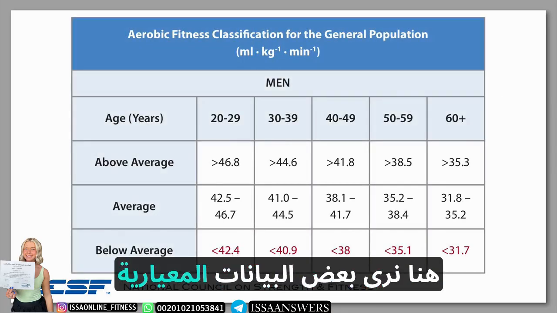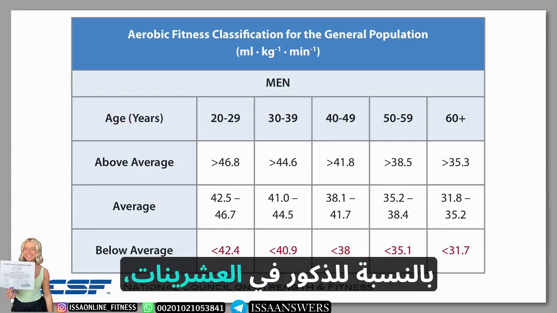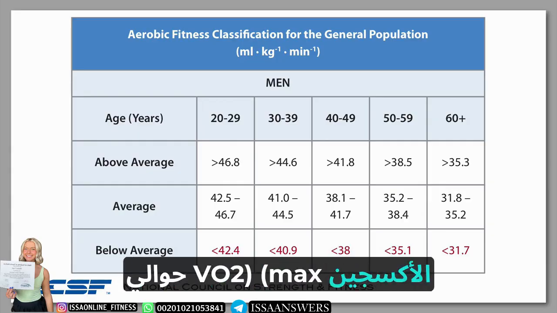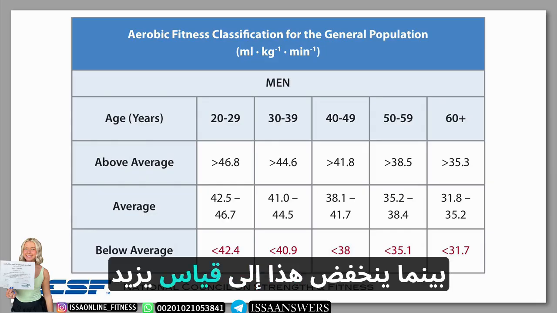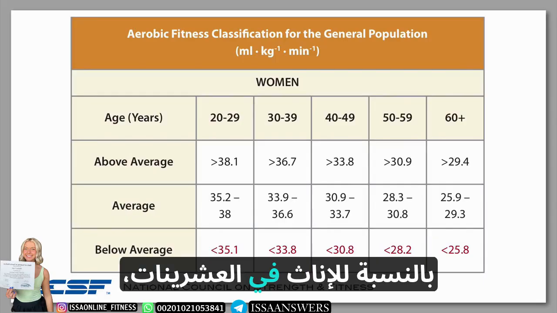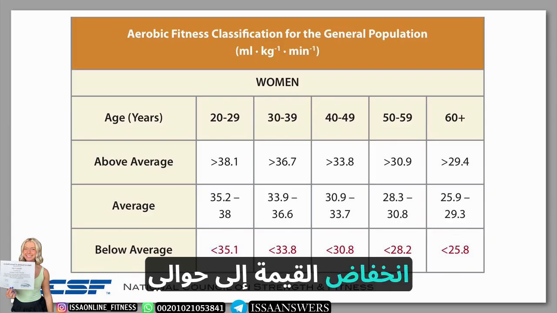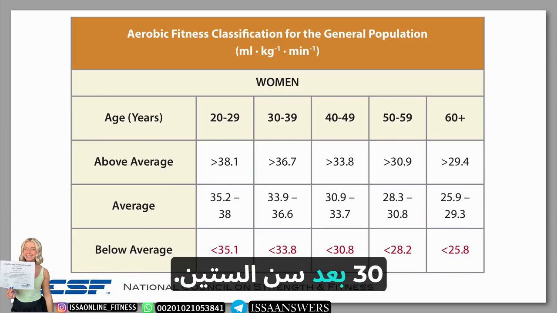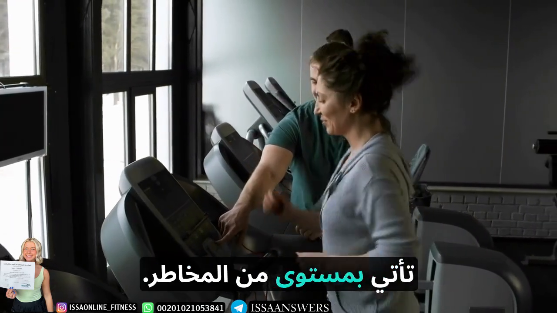Here we see some normative data for VO2 max among adults. For males in their 20s, a VO2 max of about 47 is considered above average, while this declines to a measure just over 35 after age 60. For females in their 20s, surpassing 38 is considered above average, with the value declining to roughly 30 after age 60. It must be understood that all tests come with a level of risk.